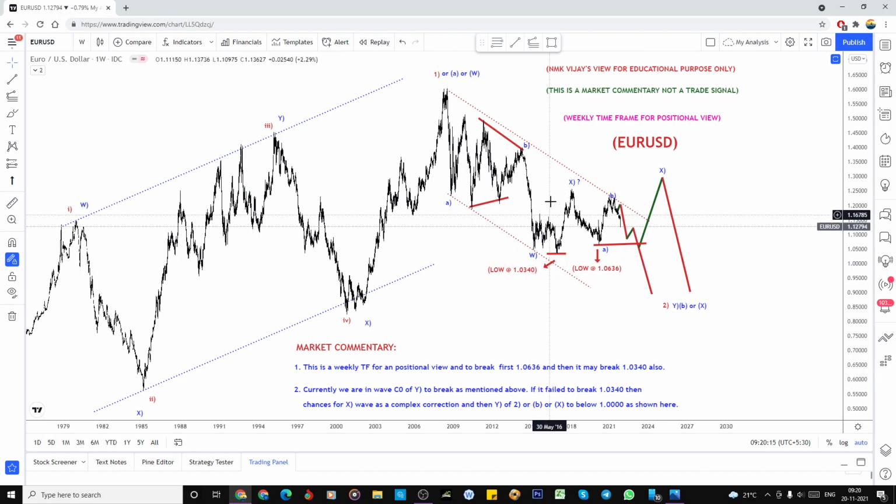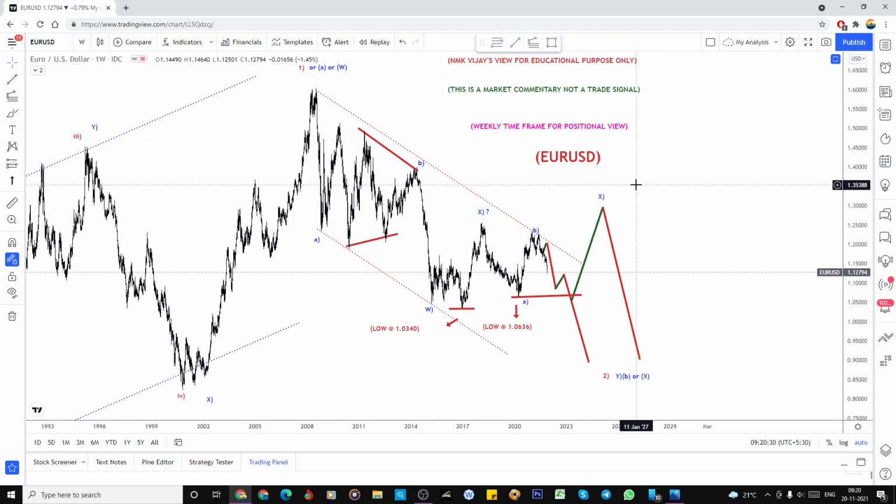So whether this is the W, this is the X, A, B, and C, I'm looking for this to break. Otherwise, if this one is a little bit of a consolidation zone, it could be the X wave. So let's wait for this.